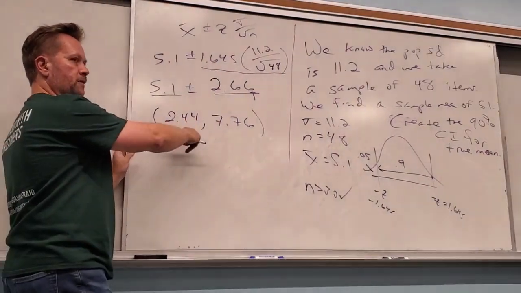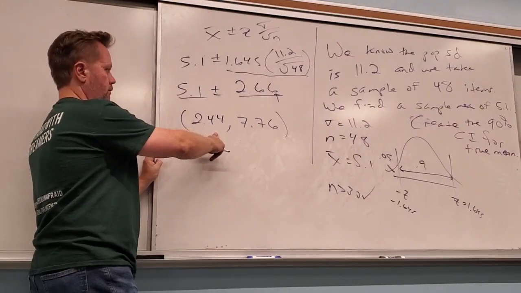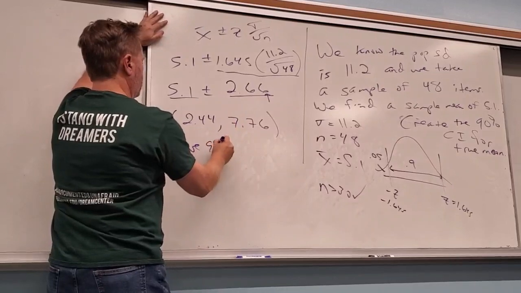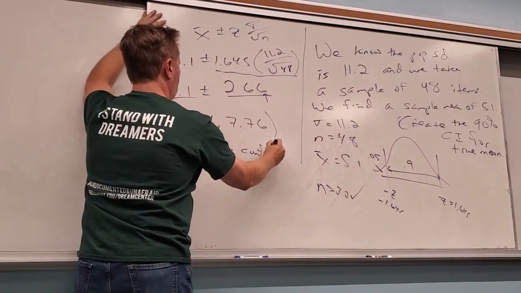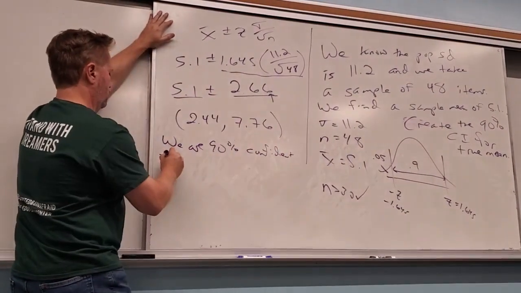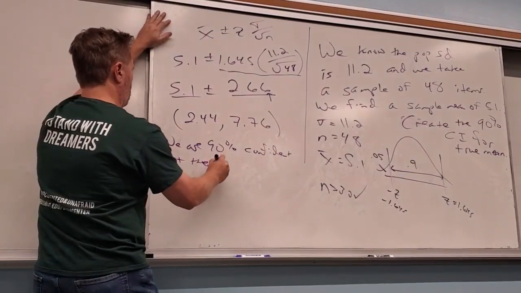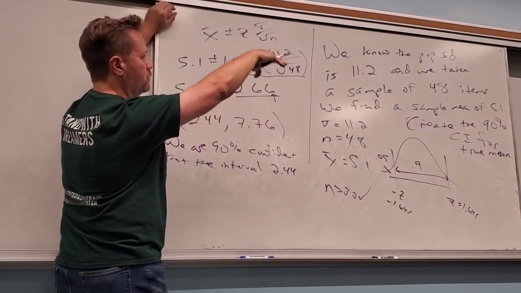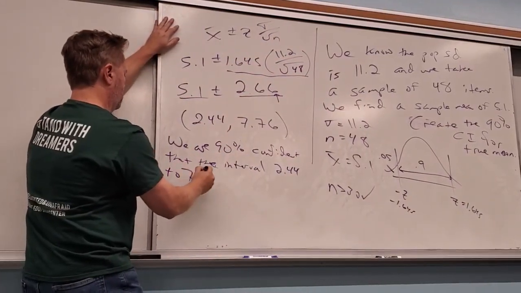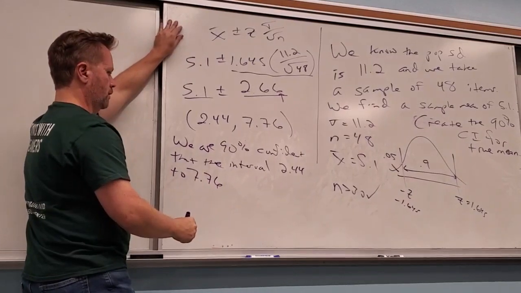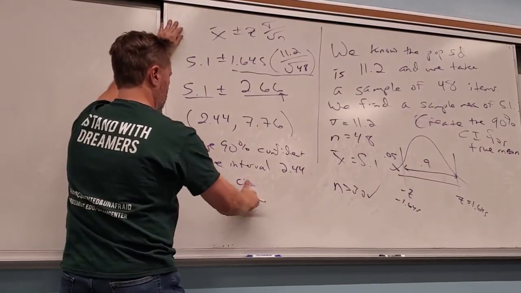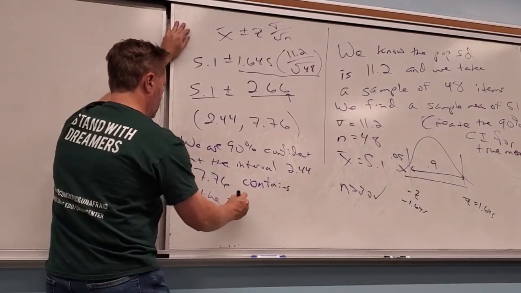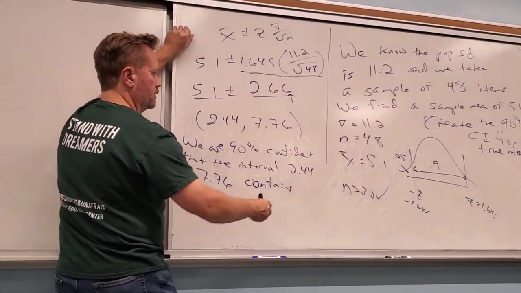Now, how do I interpret this? Yeah, we are 90% confident that the interval 2.44... Normally I would give units, but I didn't. So make sure you put the units here if there are some. Contains what? The real, the true, the population. I normally say true. Contains the true mean.